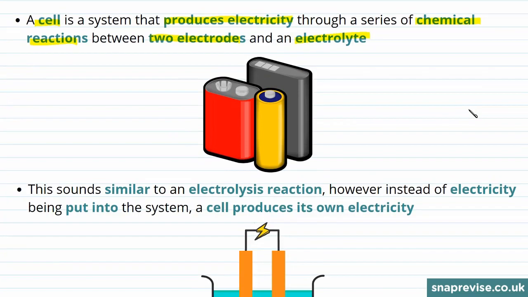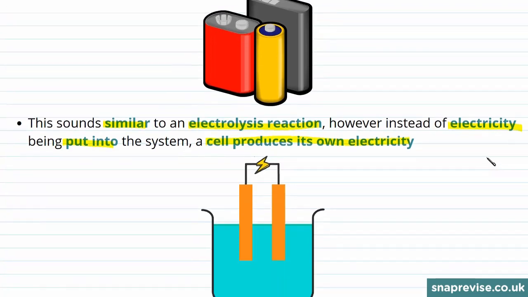If you've seen our videos on electrolysis, you might think that this sounds similar to an electrolysis reaction. However, in an electrolysis reaction, electricity is put into the system in order to cause the splitting up of an ionic compound into its component atoms or molecules. However, in a cell, we use chemical reactions in order to produce electricity.